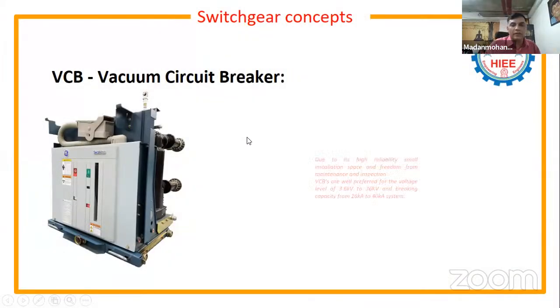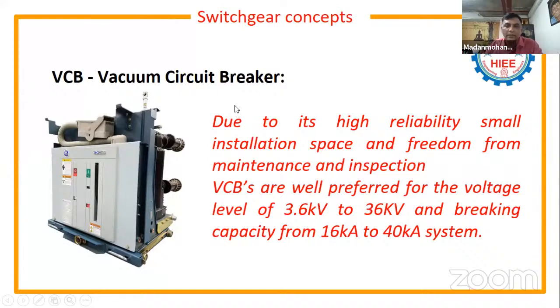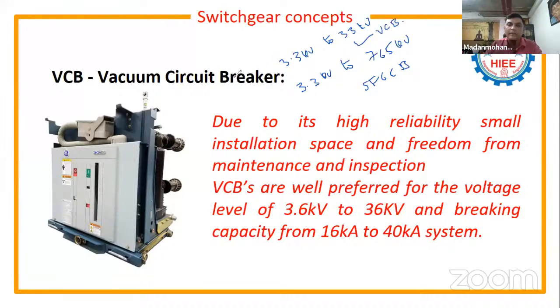And for medium voltage applications like 3.3 kV to 33 kV, we generally go with a vacuum circuit breaker. Generally, from 3.3 kV to 765 kV we have SF6 circuit breakers, but for 3.3 kV to 33 kV we prefer to go with the vacuum circuit breaker. There is a reason for that, because this 3.3 kV to 33 kV is a medium voltage application.